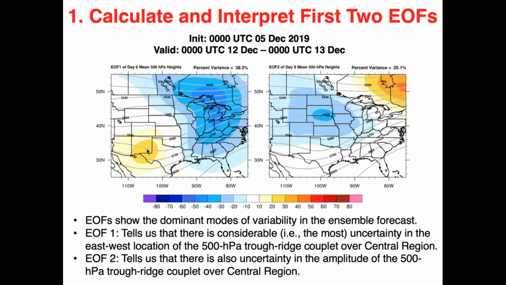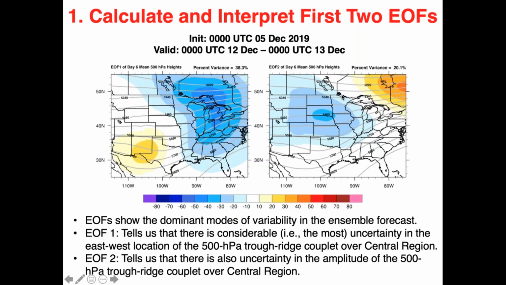With EOFs, the sign is arbitrary. So you could also flip the sign on this and say you could lower heights to the west over the southwest here and raise heights to the east over the eastern United States. In this case, the shift would be to shift that trough ridge couplet further to the west. So basically what this first EOF is showing us is that the dominant mode of uncertainty in the forecast over the central United States for this day is the east-west location of this trough ridge couplet.